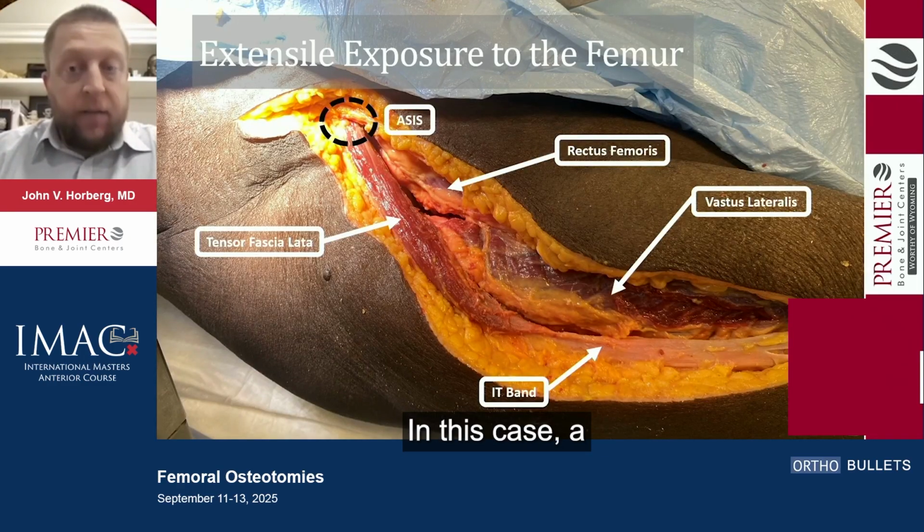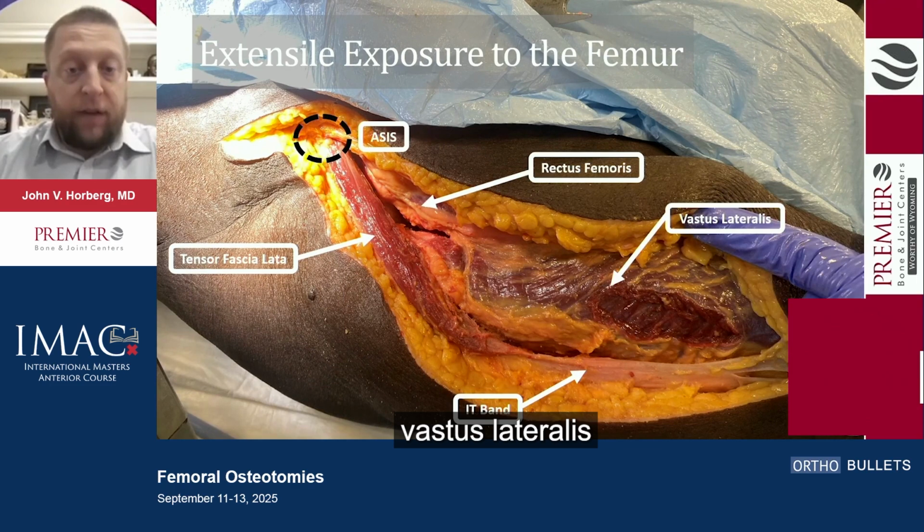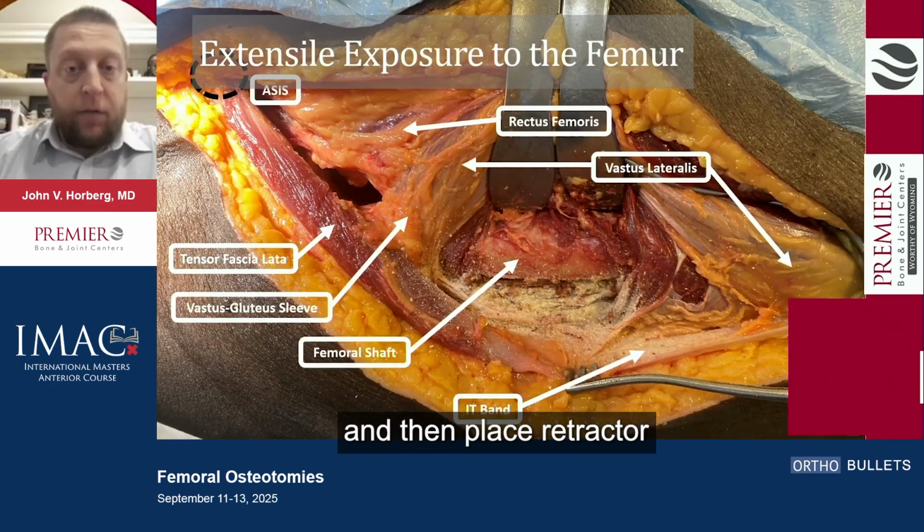In this case, a lazy S incision is made extending down along the lateral aspect of the thigh. You can see here in this cadaveric specimen that we first elevate the vastus lateralis and then place retractors underneath the vastus lateralis after dealing with the perforating branches.